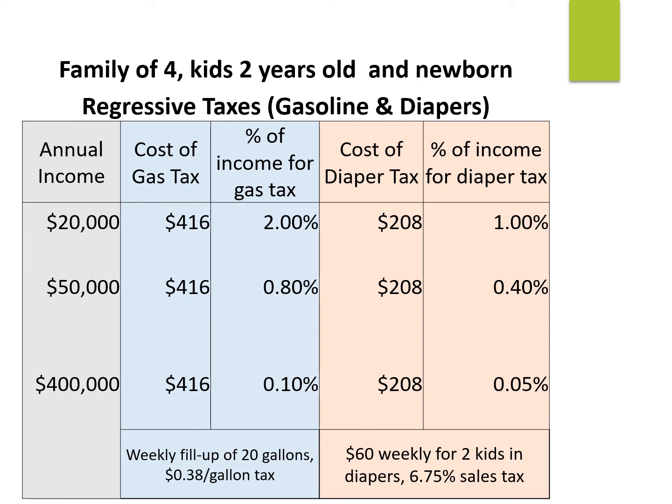Same with diapers. You know, rich kids don't poop any more than poor kids do. But if you are spending $60 a week for 2 kids in diapers, that's about what it costs to diaper 2 kids. If you're spending that much, $60 weekly, that means you spend $208 every year that you pay to the government for that tax on diapers, which is only a minuscule 0.05% of a $400,000 income, but it's 1% of your $20,000 income. And again, that doesn't mean you spend 1% on diapers. It means you spend 1% paying the government tax.